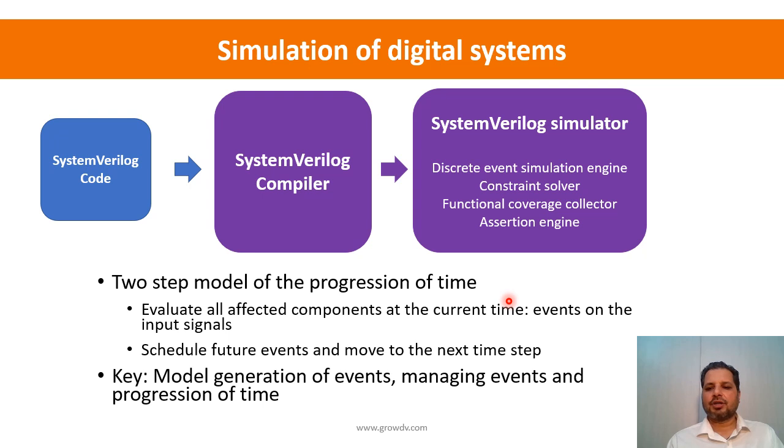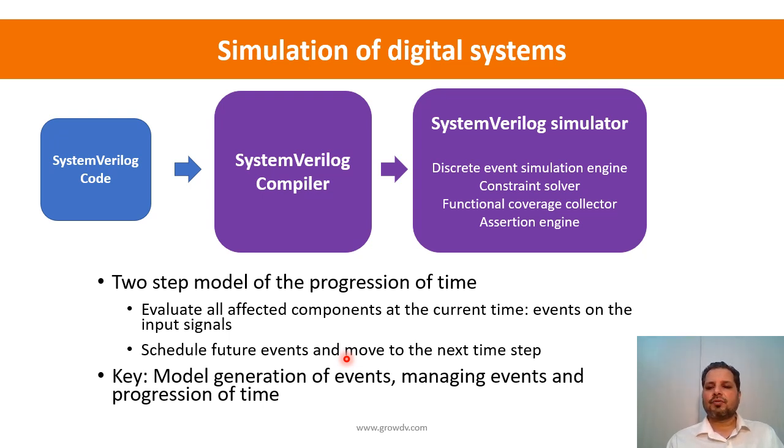It models the progression of time in two steps. One, whenever any event is seen on the input, it evaluates all affected components at the current time, and based on those events it schedules future events. So let's say at 5 nanoseconds a particular event has taken place, then it will evaluate all of them and schedule all subsequent events that need to take place.